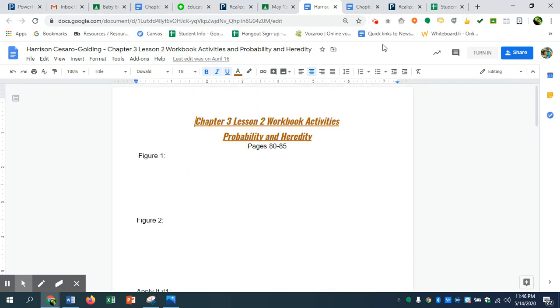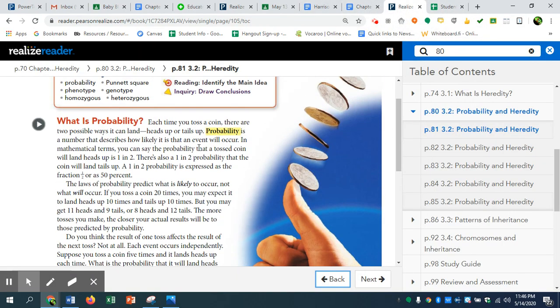All right. So let's start with figure 1, and I'm going to go to the workbook. I want to first start with talking about probability. Each time you toss a coin, there are 2 possible ways that it can land: heads up or tails up, excuse me.